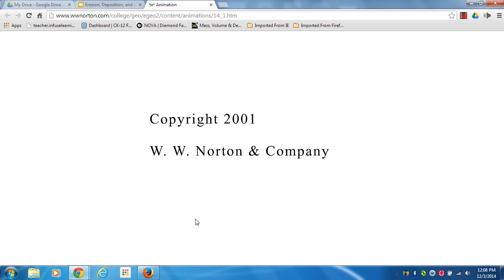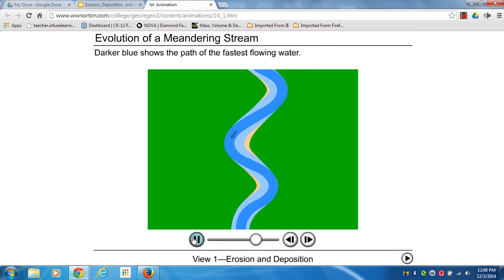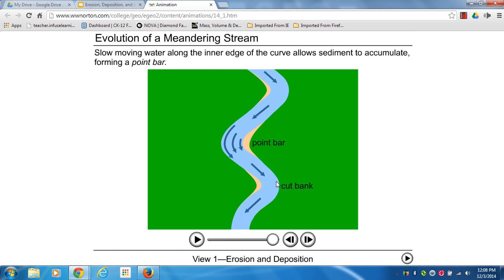So let's watch an animation of how this happens. See how the water is moving through as it hits the outside. It's cutting away. So the river is actually moving in this direction over time because there's more and more erosion happening. And these light tan parts here, this is where sediment is building up because of deposition, because the water is flowing slower here. So these arrows show you here's the outside of the bend. There is faster moving water and more erosion. Inside of the bend, slower moving water, and we get deposition.